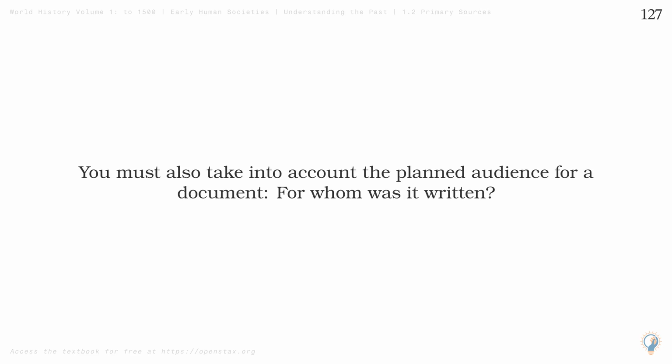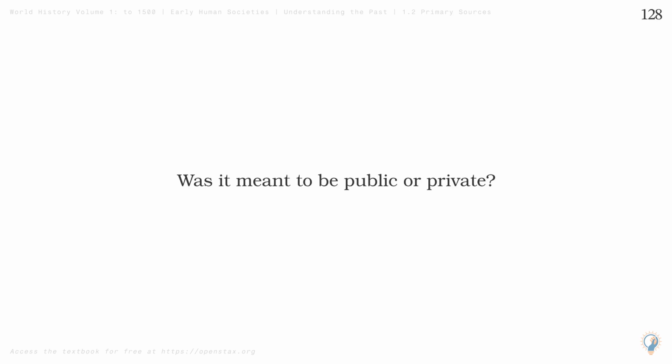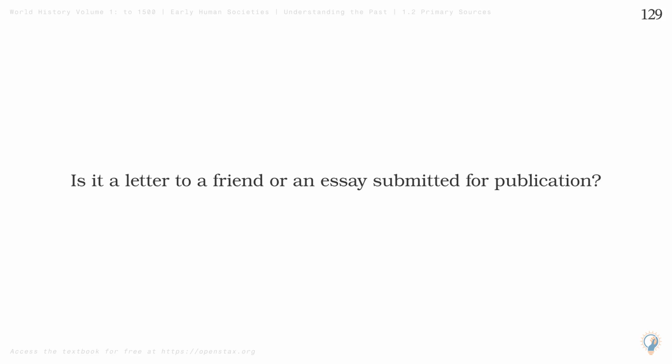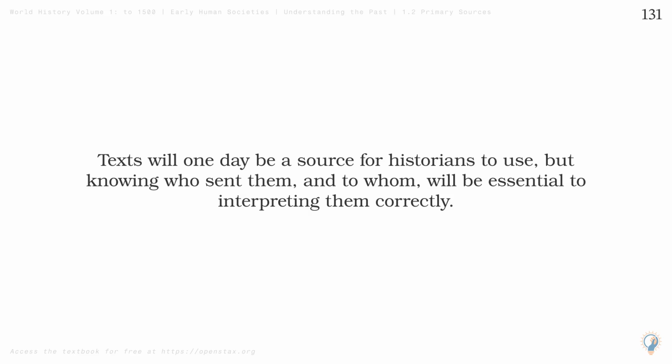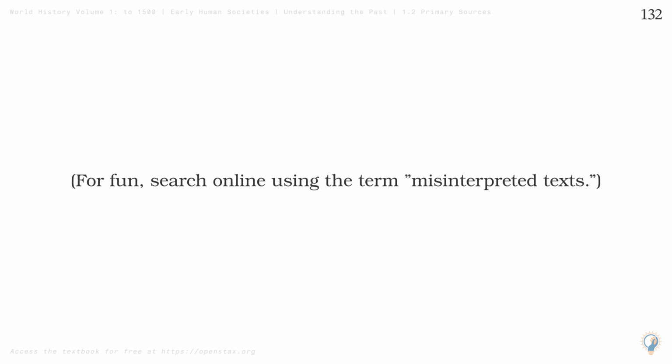You must also take into account the planned audience for a document. For whom was it written? Was it meant to be public or private? Is it a letter to a friend or an essay submitted for publication? For a modern example, is it a text to a friend or to a mother? Texts will one day be a source for historians to use, but knowing who sent them, and to whom, will be essential to interpreting them correctly. For fun, search online using the term misinterpreted texts.